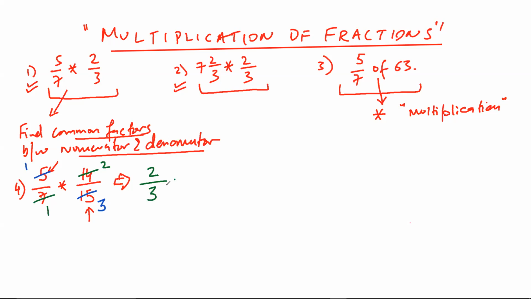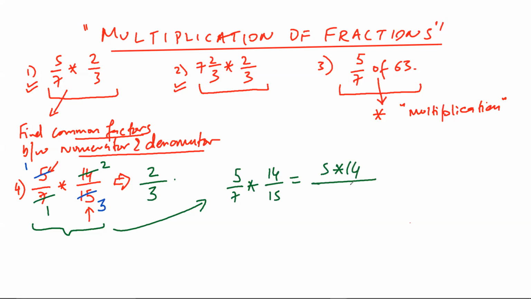Yes, sir. Another thing that you need to understand, which confuses a lot of students, is that 5 upon 7 into 14 upon 15 can also be written as 5 into 14 upon 7 into 15. Is there any confusion? No, sir. So, this is the first confusion that usually students will have.